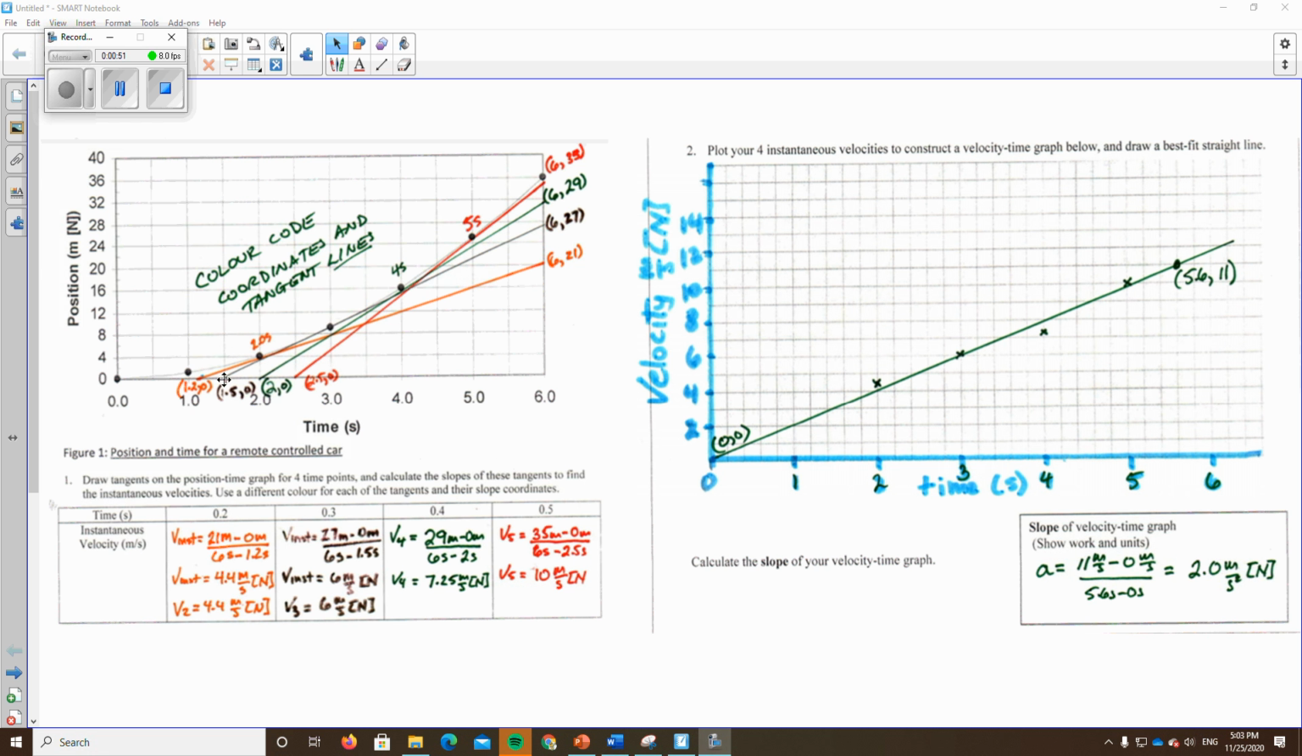You want to color code everything. So you want to make sure everything is color coded. So this is orange here and your calculation is orange below. Make sure you've got the direction as well. In our case, remember, we're using forward.